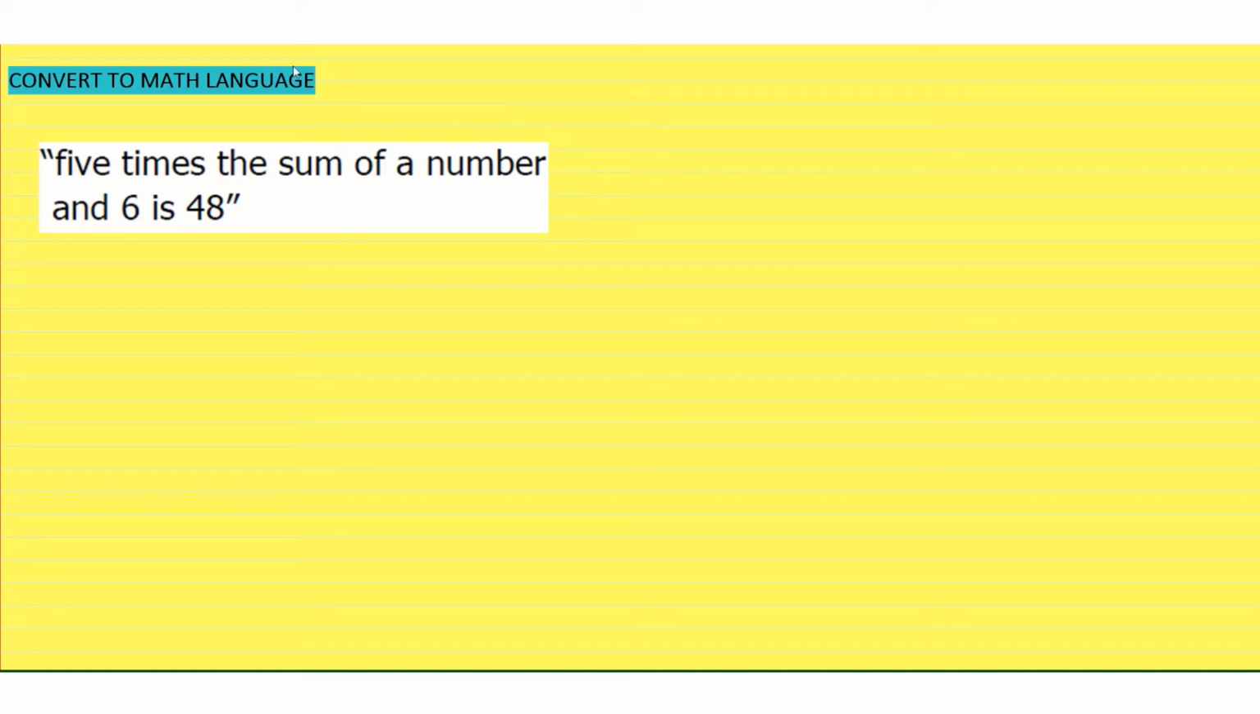This is Charlene. We are going to be converting this English phrase into math language today. So the first thing we need to do, of course, is read our phrase. 5 times the sum of a number and 6 is 48.